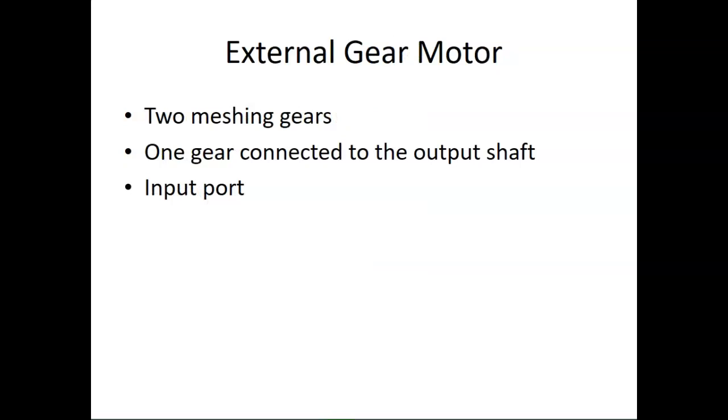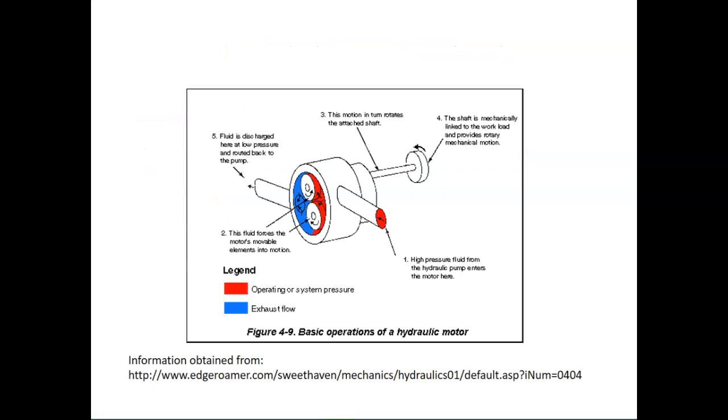So external gear motors, these have two meshing gears. One gear is connected to the output shaft, and you have an input port. So this is a gear motor. And we actually have one over there. It's the tannish grayish thing. You can mess with it later if y'all want to. Okay, so you have your system operating pressure coming in. It spins the two gears and it exits the other side.